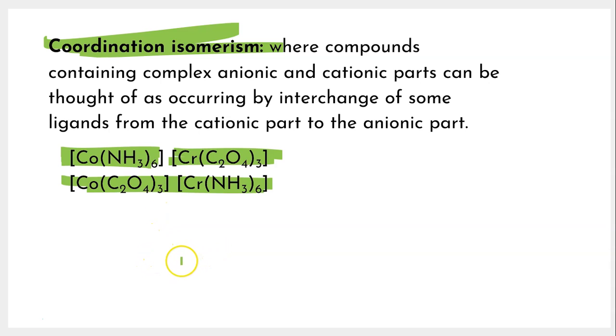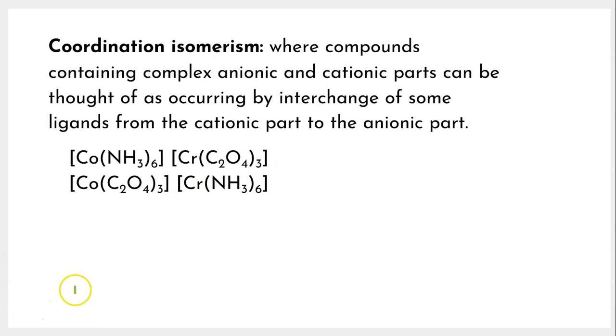So in coordination isomers, the compounds containing complex anionic and cationic parts can be thought of as occurring by interexchange of some ligands. You can interexchange the position of some ligands or all the ligands, right? So this is what is coordination isomerism.